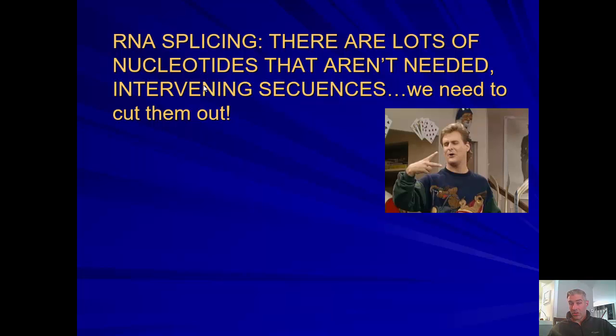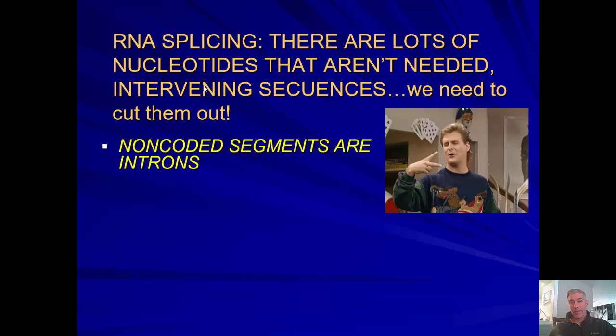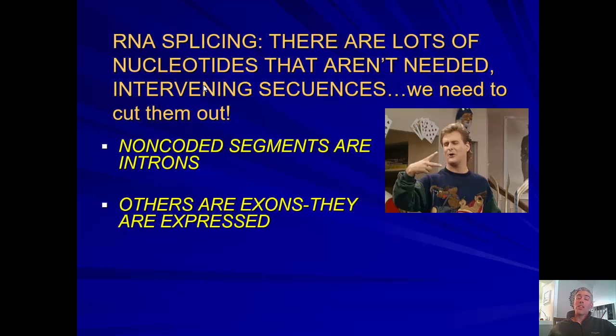That they're actually coding. But when we want to code for the protein, we have to cut out the non-coded segments, and you have to know this, are called introns. So we want to cut out the introns. They're gibberish DNA. Again, we don't really know why we have them. There are some hypotheses, as I said, but they don't know. The ones that are expressed are the exons. Do you want to remember that?